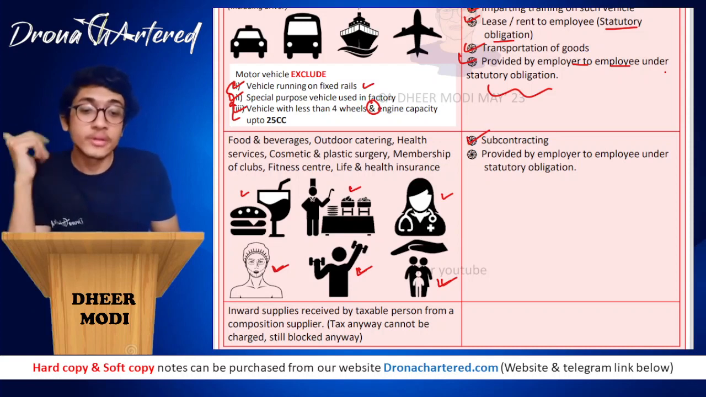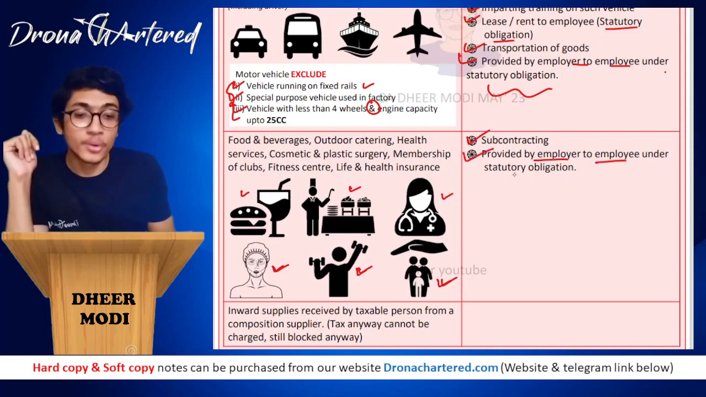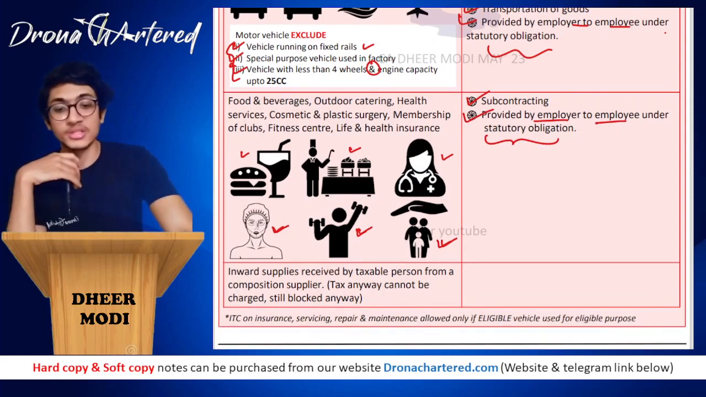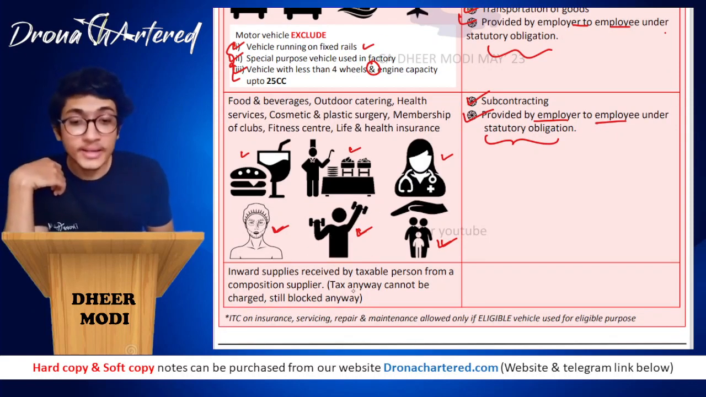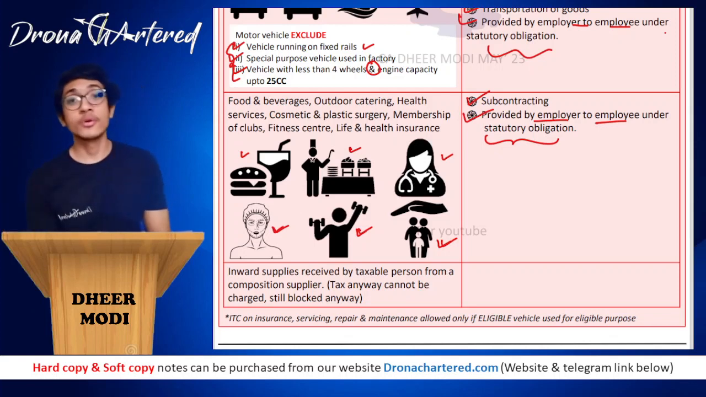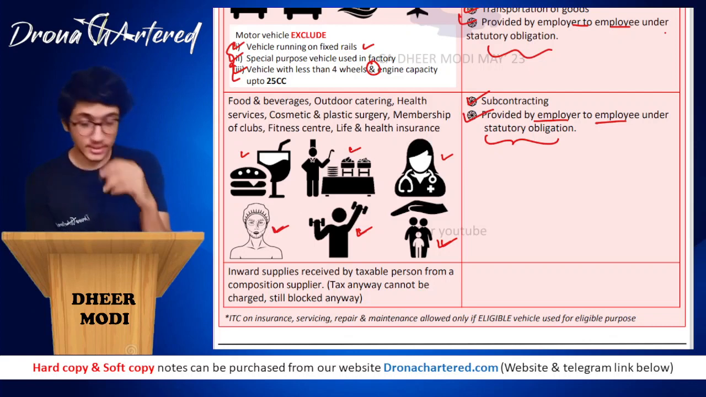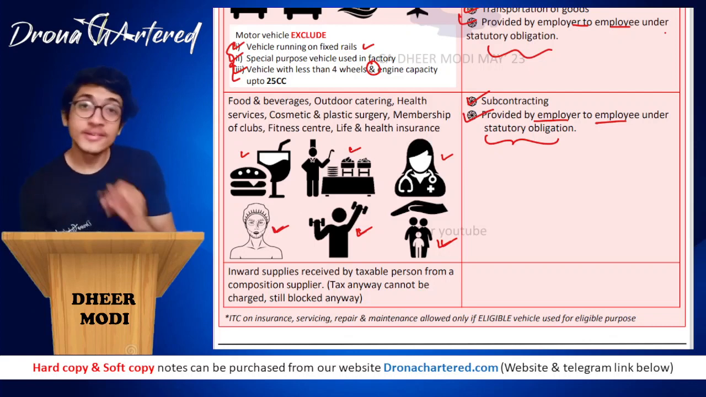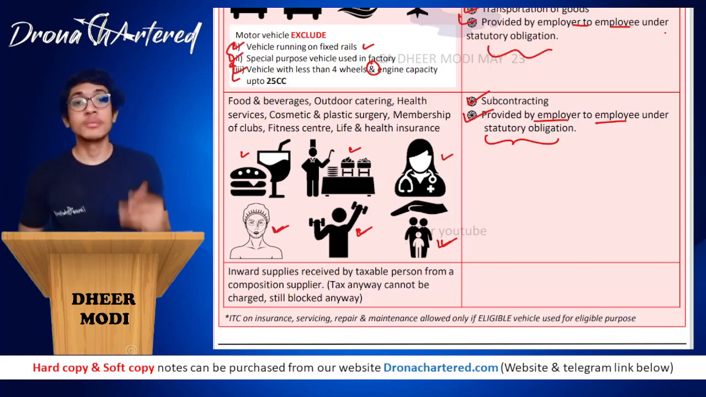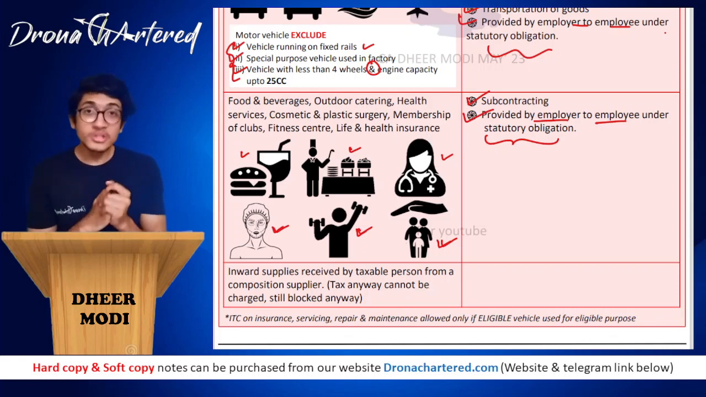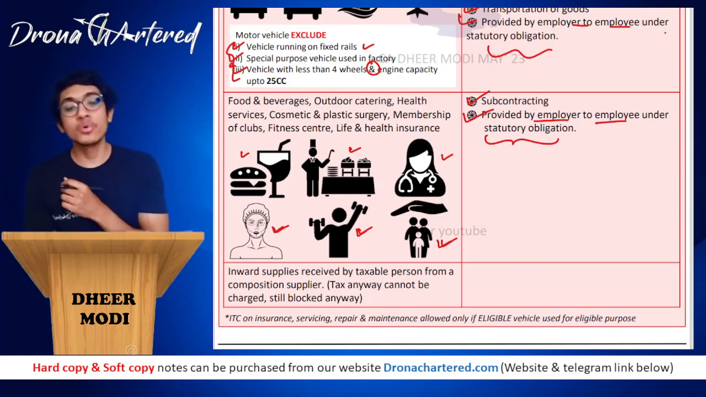When will it be allowed? If this is further subcontracted or if it is provided by employer to employee under statutory obligation. Next part is your inward supply received by a taxable person from a composition supplier. We have already done composition supplier. Since a composition supplier cannot charge tax, however, it is still blocked. If you purchased anything from a composition supplier and by chance he put GST on the bill and you paid it, ITC will not be allowed, when actually the rule is he will not be allowed to charge tax itself.